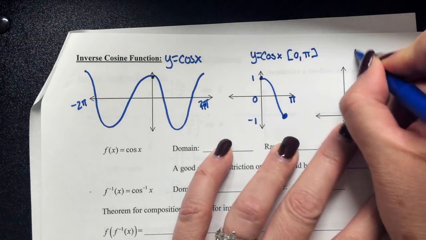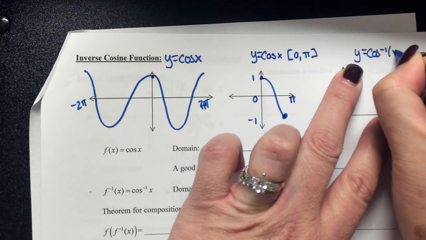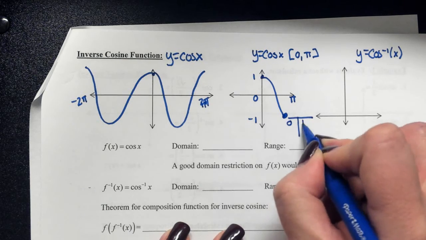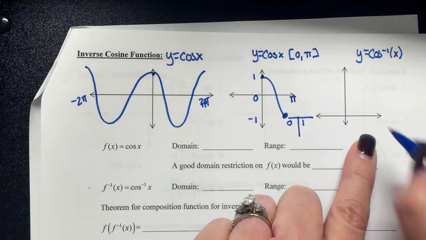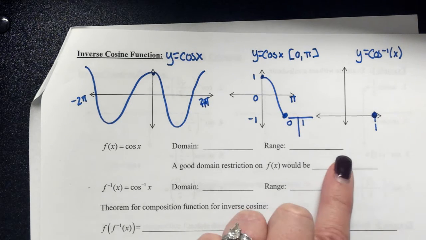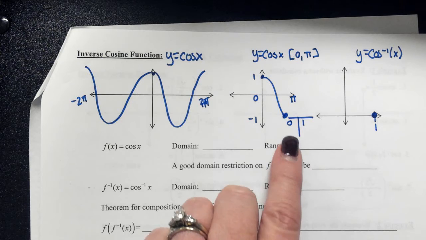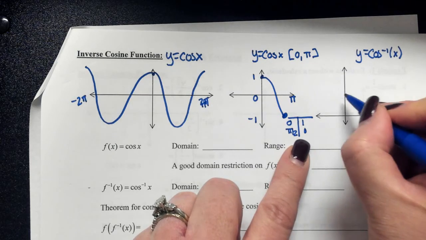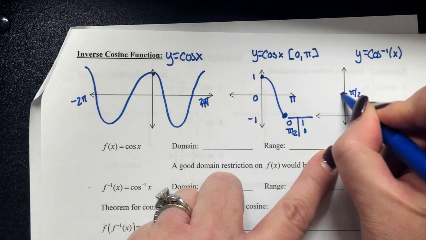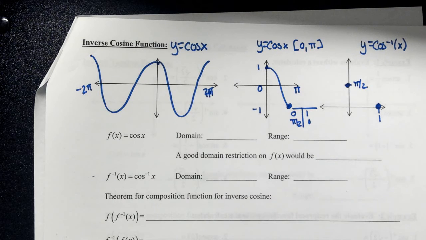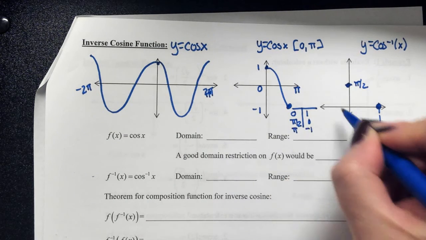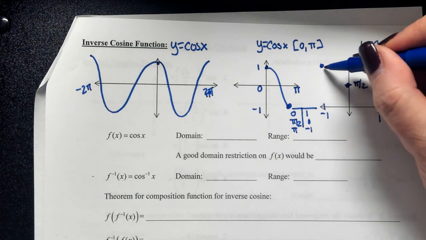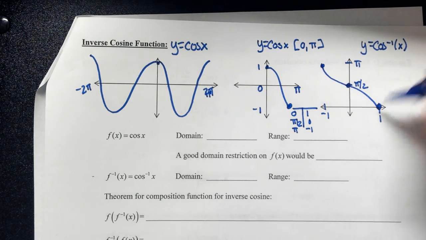So again, when I take a look at the graph of the inverse cosine of x, remember the points that I have on cosine of x, it's 0, 1. So then on the inverse, it's going to be 1, 0. Then I've got the point pi over 2, 0, so that I'm going to have the point 0, pi over 2 on the inverse. And then I've got the point pi, negative 1, so it's going to go from negative 1 to pi. So this is what your graph of the inverse cosine is going to look like.